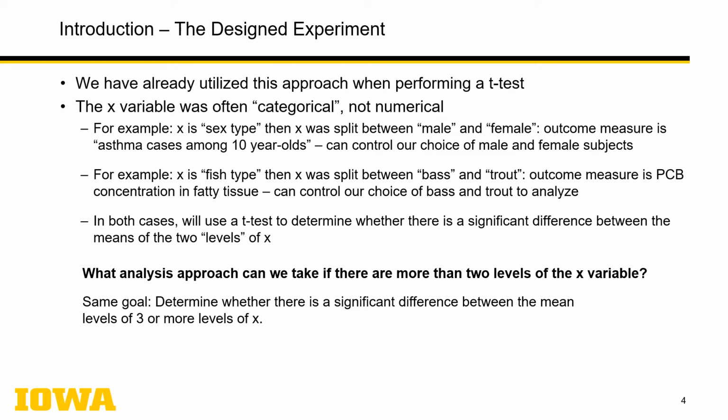And the answer to that question is that we have, again, the same kind of goal. We want to determine significant differences between the means of these levels of 3 or 4 or 5, whatever number of ways of splitting out X. And as we'll see, the analysis of variance approach will be the answer.